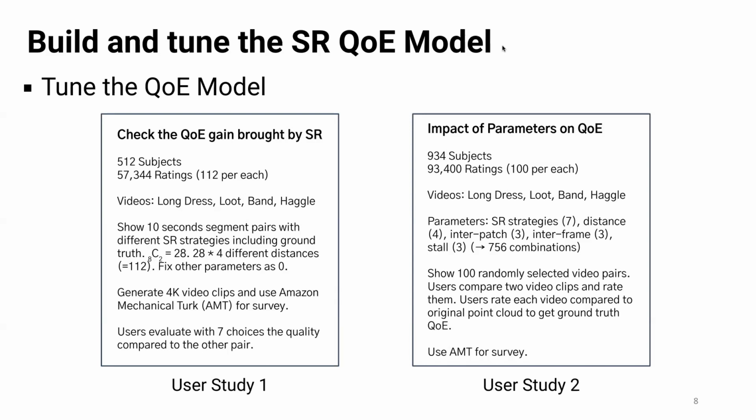And there are some other variables such as interpatch variance, interframe differences, and also stall variables, such as 0.0 stall or 1% stall or 3% stalls occur. When you multiply these numbers, you get 756 combinations, and 756 choose 2 is quite a big number, so they just show 100 randomly selected video pairs, and then they compare 2 video clips and rate them. And they also used AMT for the survey.